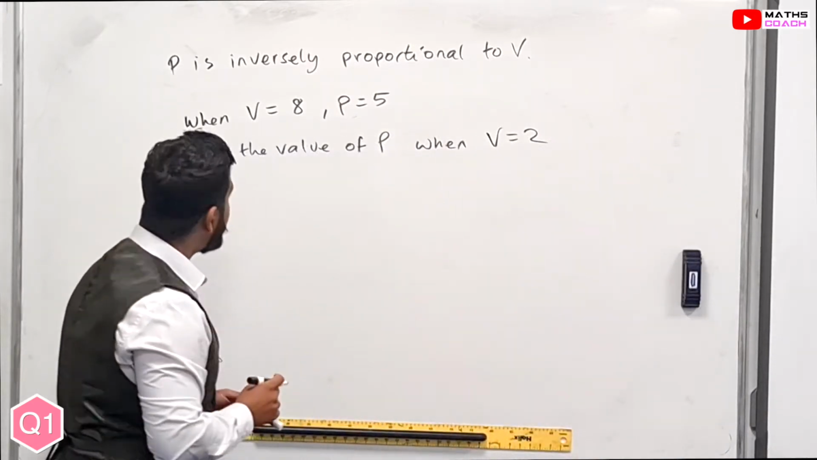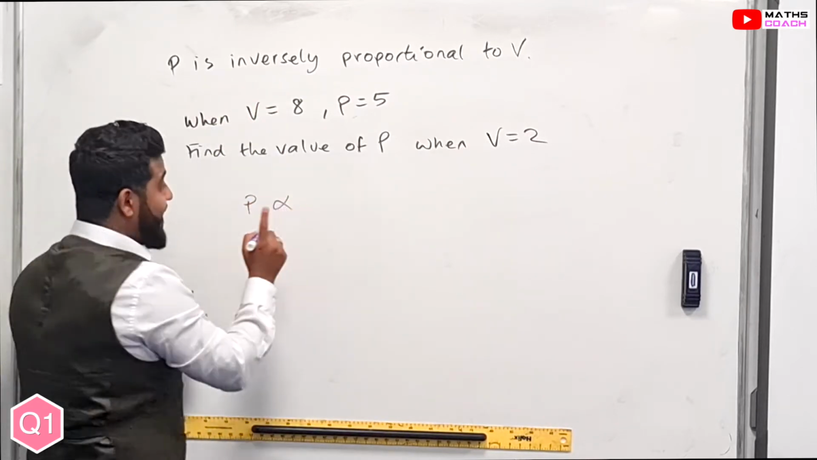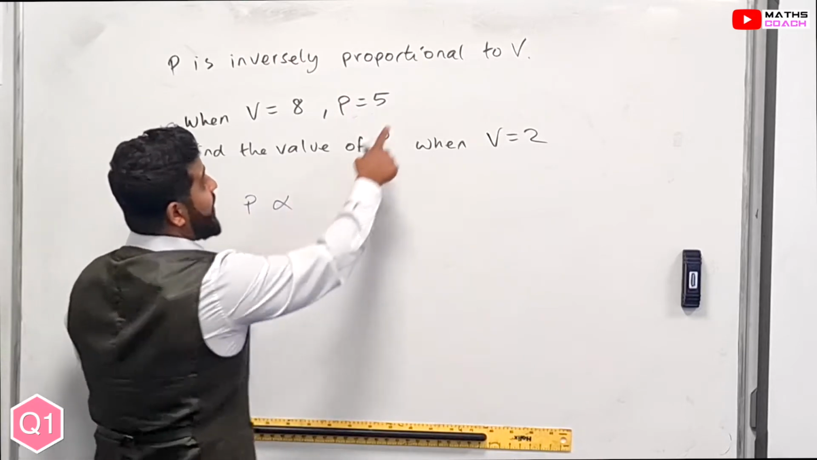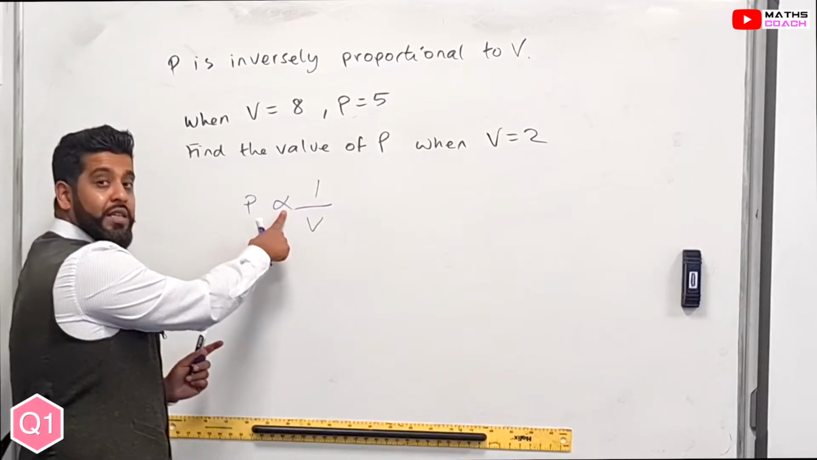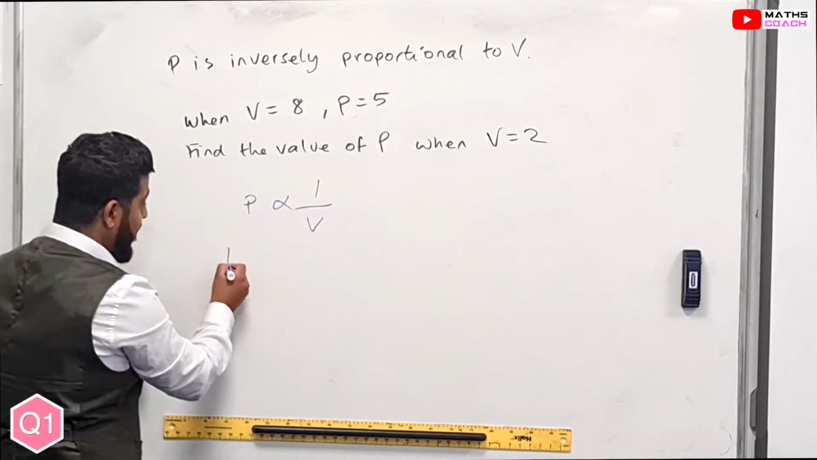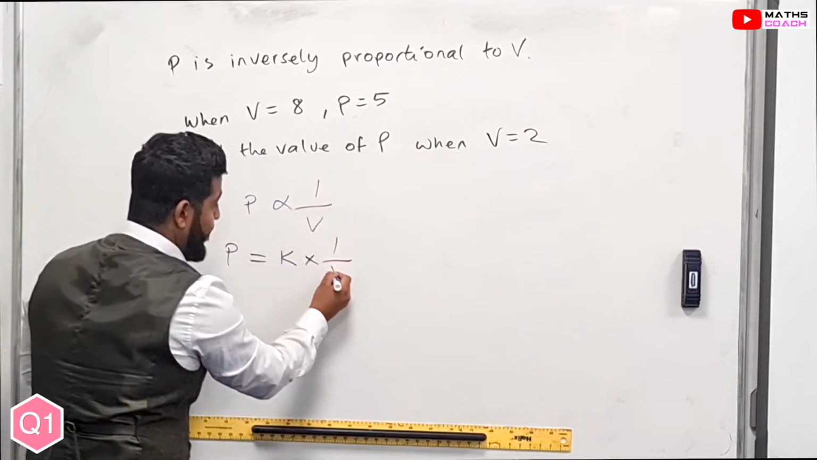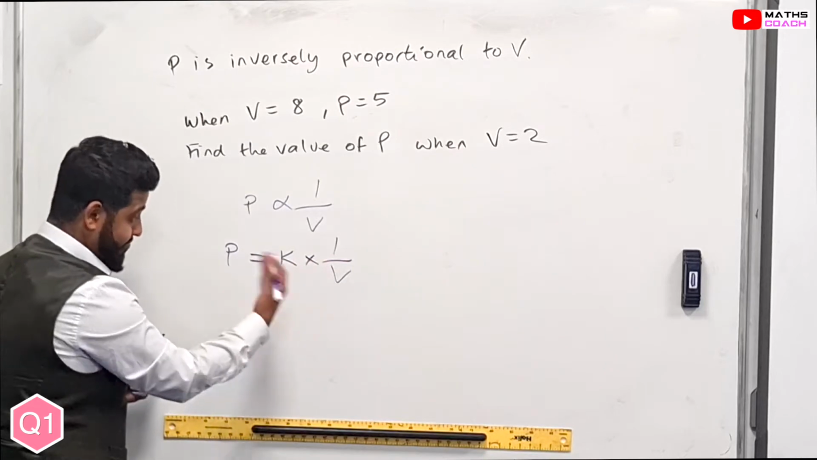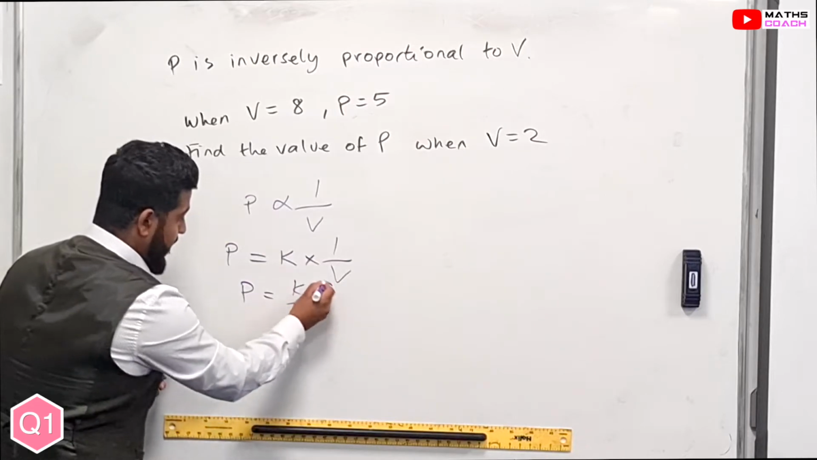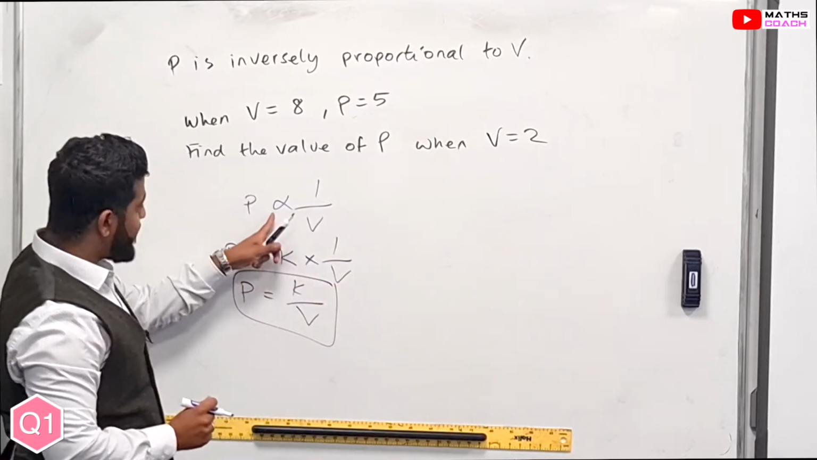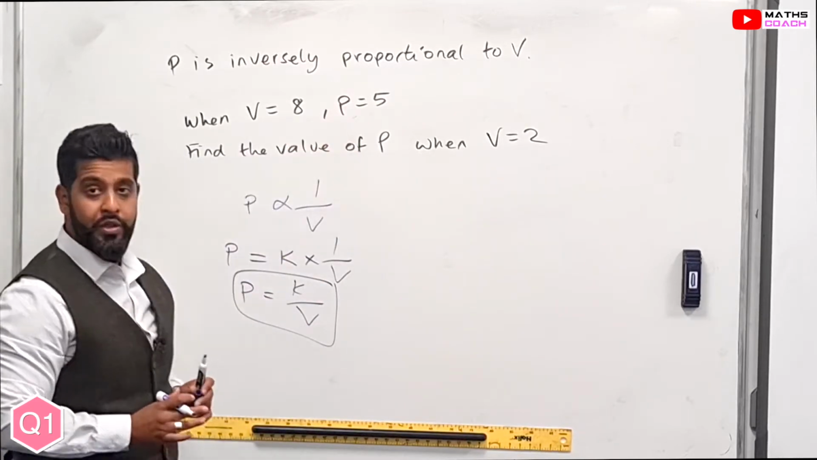So, just like before, our step number 1 will be to write this with the symbol. Now this time round it's going to be 1 over V. And we replace this proportionality sign with an equal sign and K. So it will look like P is equal to K times 1 over V. A simplified way to write this would be K over V, like that. So from now on, instead of going through these two steps, we'll just write K over whatever we need to write, depending on what the question says.